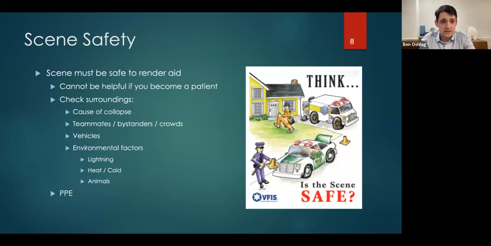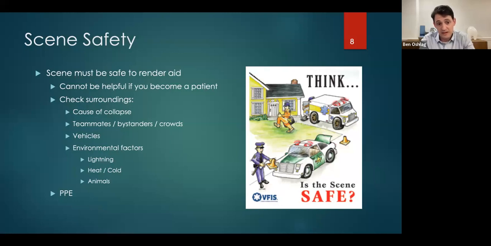Just a word on scene safety. Again, you can't be helpful if you become a patient yourself. Check the surroundings. There might be some sort of external cause that caused this person to collapse. You might have to deal with teammates, bystanders, crowds, depending on the situation, vehicles if you're covering a road race or something like that. Or you could be in a lake if you're covering a swimming event or triathlon.